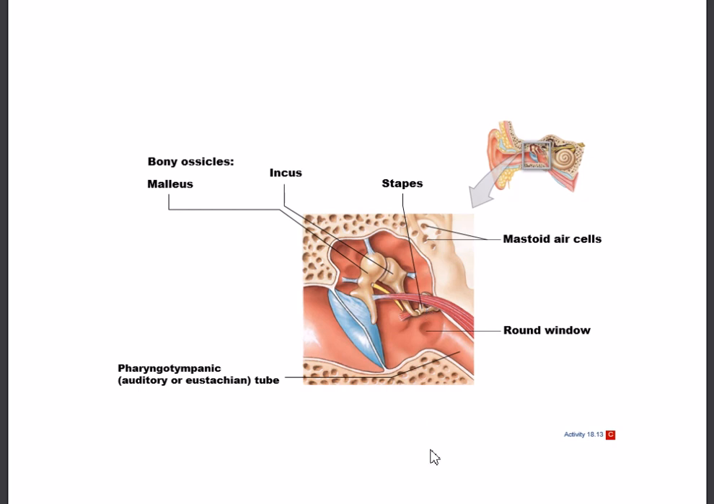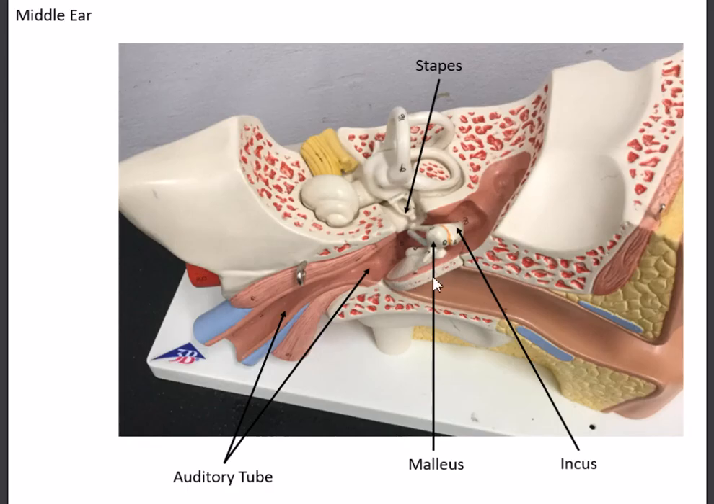Let's take a look on our model. So again, here's the external acoustic meatus. Here's the tympanic membrane. So right up against the tympanic membrane is the malleus. The malleus is connected to the incus that has this little handle right here. And then the incus is connected to the stapes. Stapes means stirrup, so it looks like a stirrup. And this stirrup, or the stapes, is hitting the cochlea, which is over here. There's a little window. We don't see it because the stapes is attached to it, but that window would be the oval window.